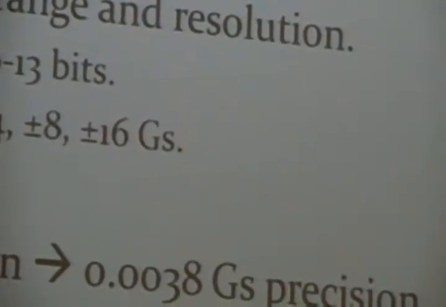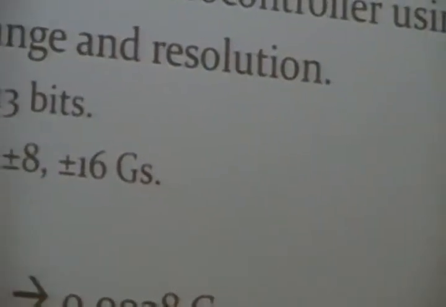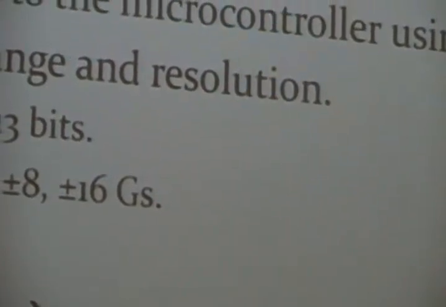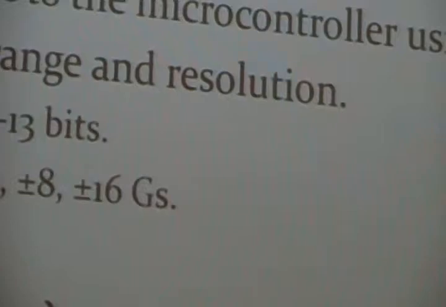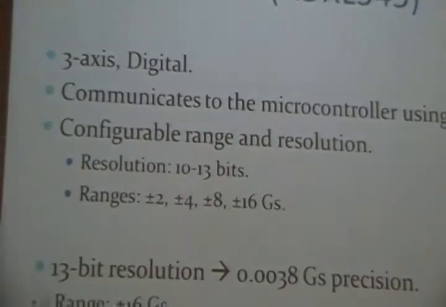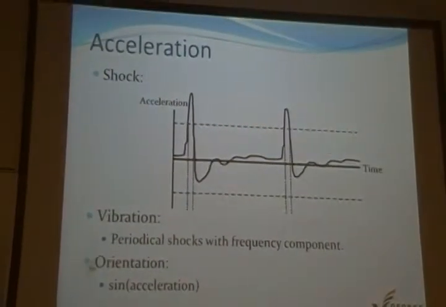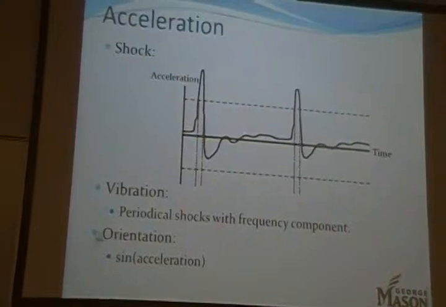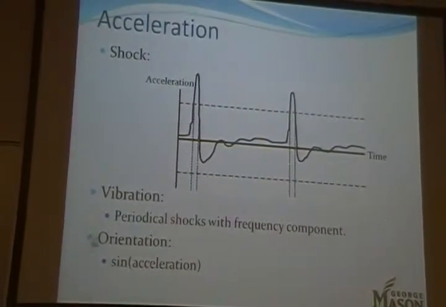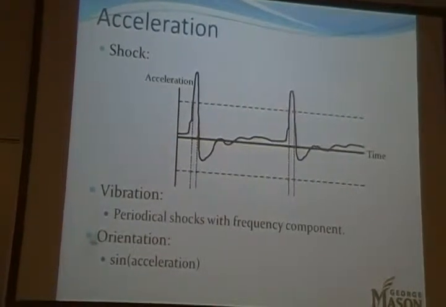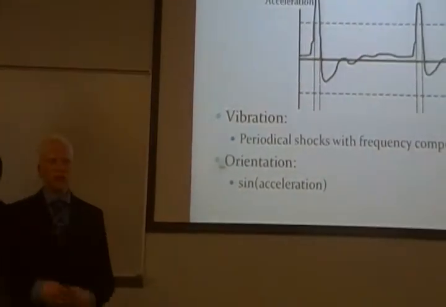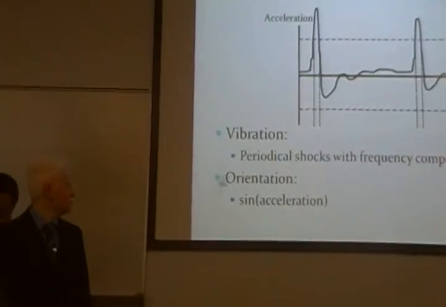This is the accelerometer we picked. It's a 3-axis accelerometer. It allows us to capture data in every possible direction, and it's a digital one. It has a configurable resolution and range, and we set the maximum resolution and range to get the most out of it. By capturing acceleration, we can determine shocks by looking for spikes in acceleration, which is actually the typical definition of a shock. Vibration is also captured, because vibration is kind of a periodical shock that just has frequency components.